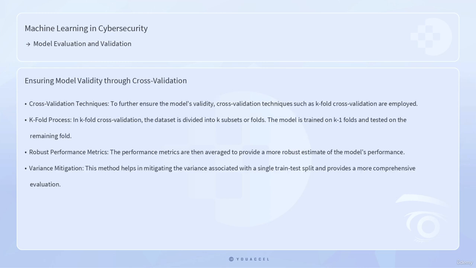To further ensure the model's validity, cross-validation techniques such as k-fold cross-validation are employed. In k-fold cross-validation, the dataset is divided into k subsets or folds. The model is trained on k-1 folds and tested on the remaining fold. This process is repeated k times, with each fold serving as the testing set once. The performance metrics are then averaged to provide a more robust estimate of the model's performance. This method helps in mitigating the variance associated with a single train-test split and provides a more comprehensive evaluation.